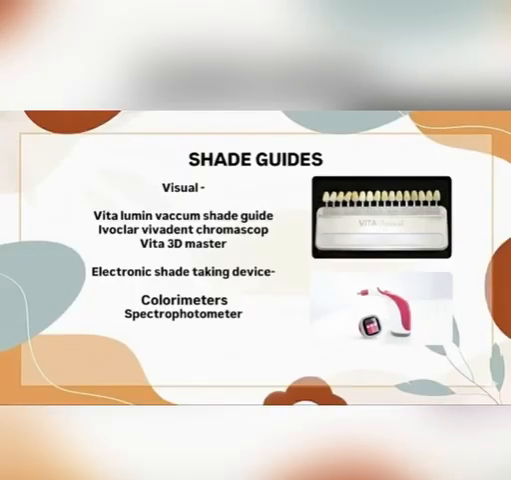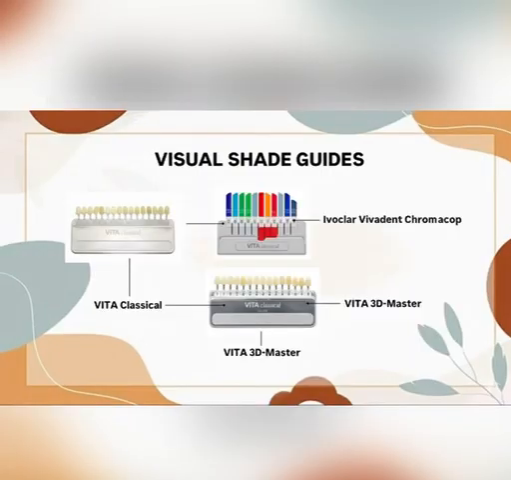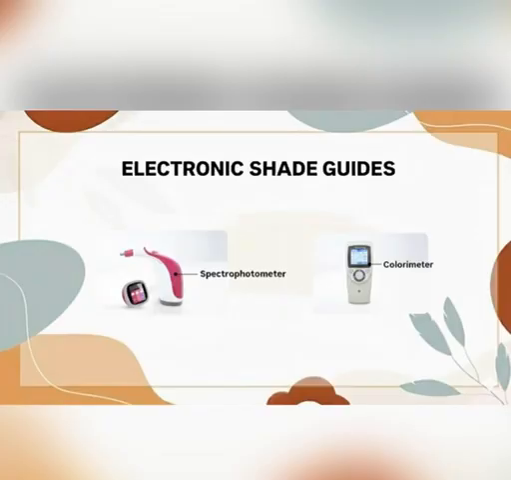Different types of shade guides. There are two types, visual and electronic shade taking devices. In visual, there is Vita Lumin Vacuum Shade Guide, Ivoclar Chromascop, Vita 3D Master. In electronic shade taking devices, there are colorimeters and spectrophotometers. These are the visual shade guide pictures, and these are the electronic shade guides, which include spectrophotometer and colorimeter.